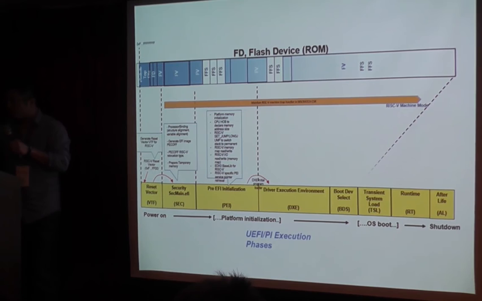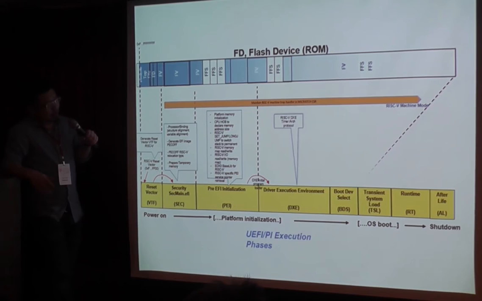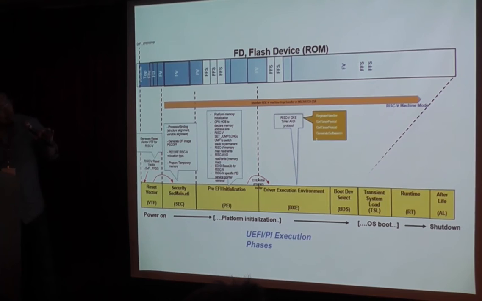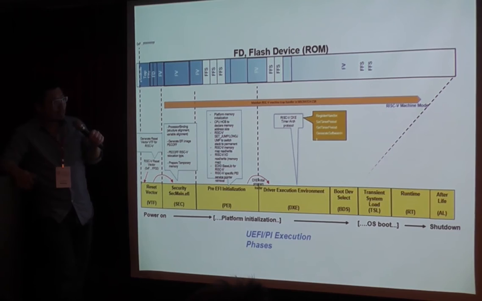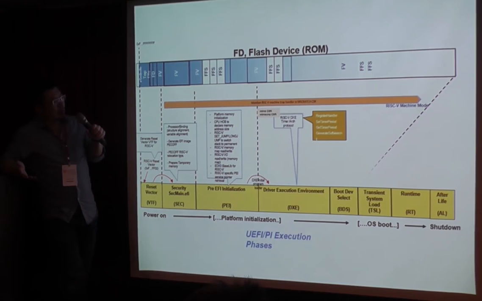Okay. So in the DXE phase, you have to provide the architectural protocols. So we have the RISC-V DXE timer architectural protocol. And this protocol provides something like register handler, set timer period, get timer period, generate software interrupt. So for this architectural protocol, we use the MTIMECMP CSR from RISC-V.